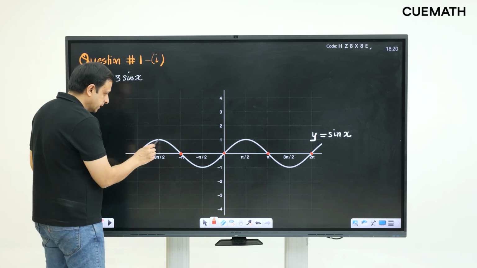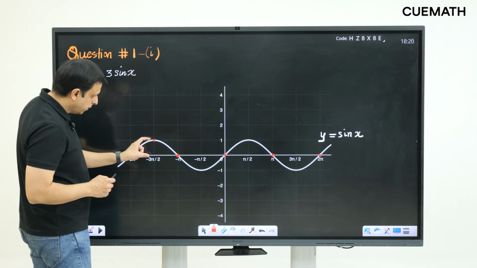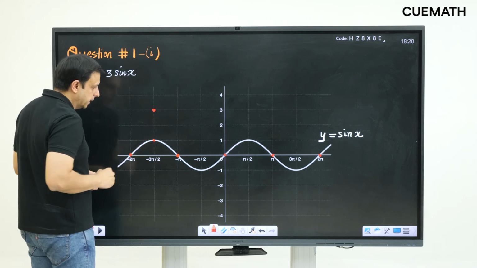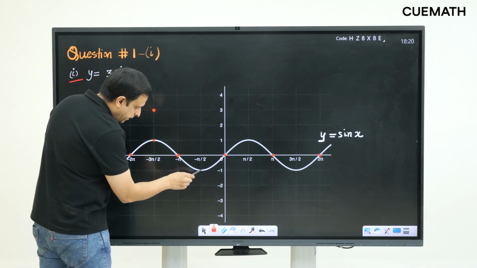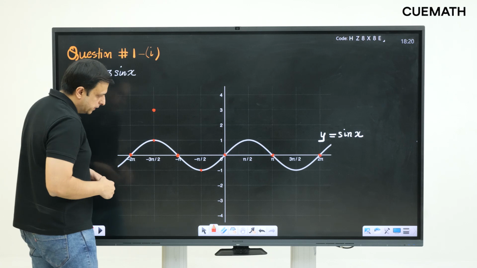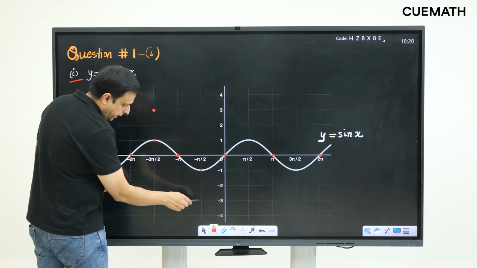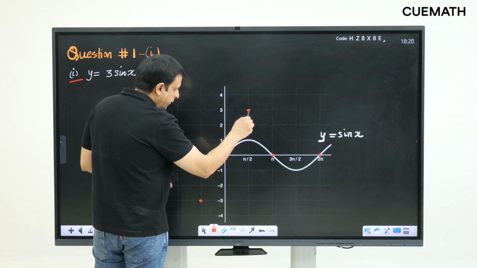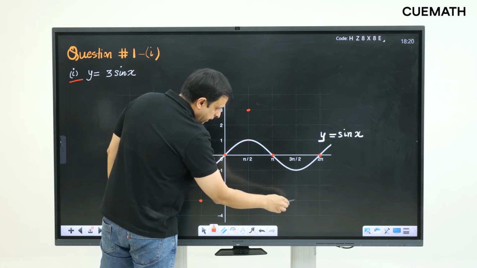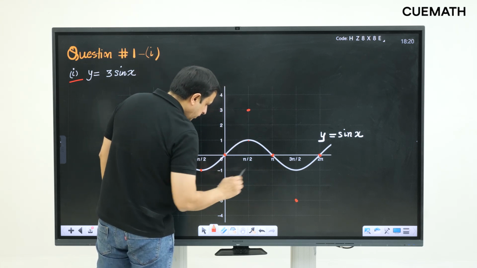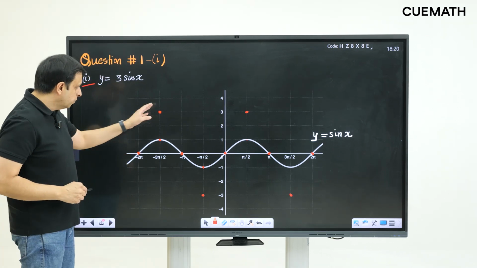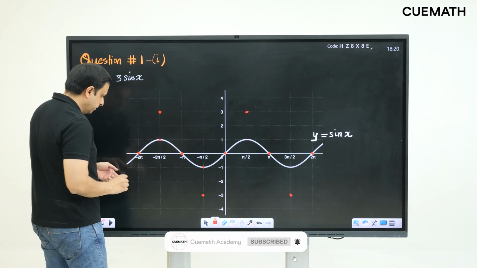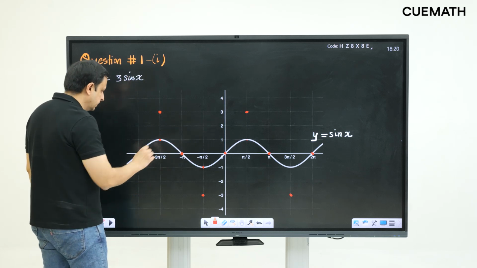So for example, if you take this point on the original graph, this has a y coordinate of 1. So the transformed point will have a y coordinate of 3. And then if you take this point here, it has a y coordinate of minus 1. So the transformed point will have a y coordinate of minus 3. And then you can do it for this point here, which will give you a point here. And then for this point, you can plot the transformed point over here. So now you have a few points to work with to guide your drawing, and then you can draw the same shape but through these points.